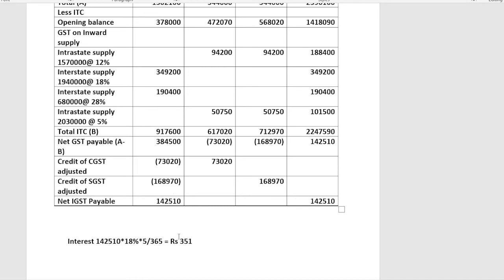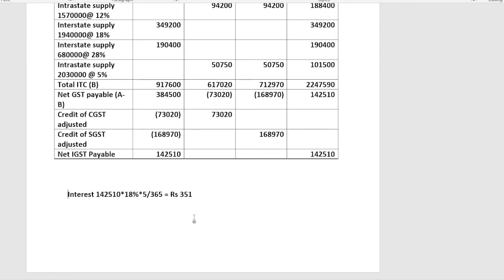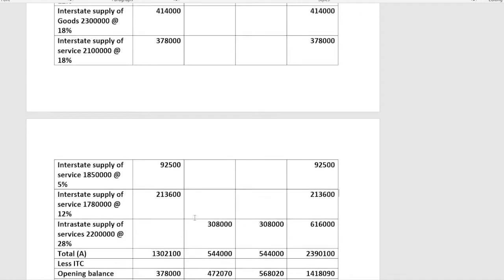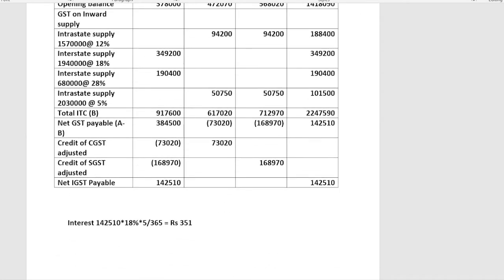So 1,42,510, which is paid 5 days late, on that 18% interest will come, which comes to rupees 351. So 351 will be the interest. Okay. So this is section 50 for the calculation of interest payment.